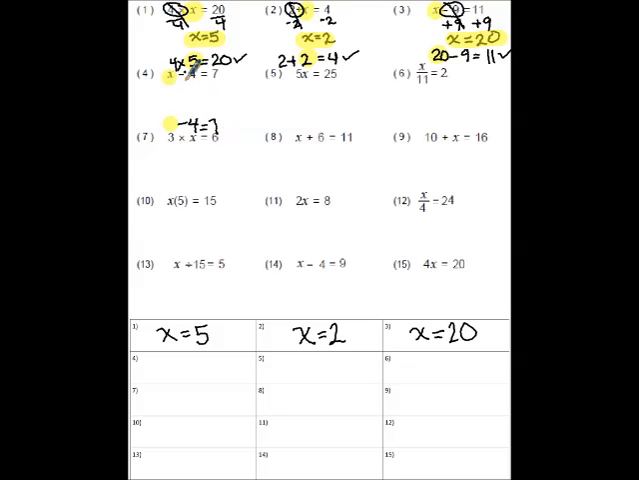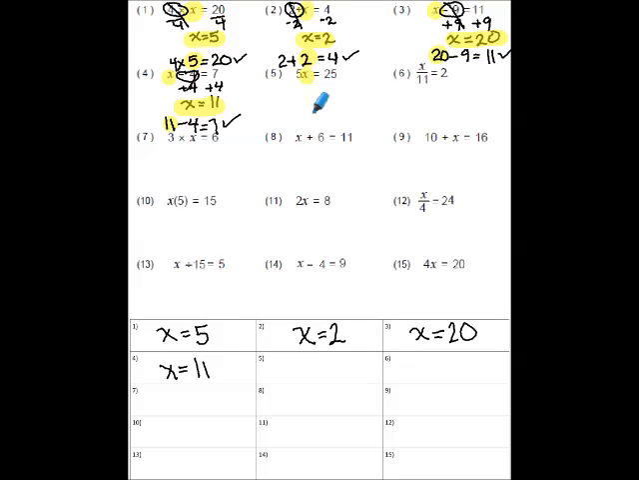For number 4, I want to know what number minus 4 is going to give me 7. So the opposite of subtracting 4 would be to add 4. So I'm going to add 4 to both sides, and x equals 7 plus 4, or 11. So I think that 11 is my final answer, and I'm going to replace x with 11 because that's what I think its hidden value is. And 11 minus 4 does equal 7, so now I'm confident that x equals 11 is my final answer.